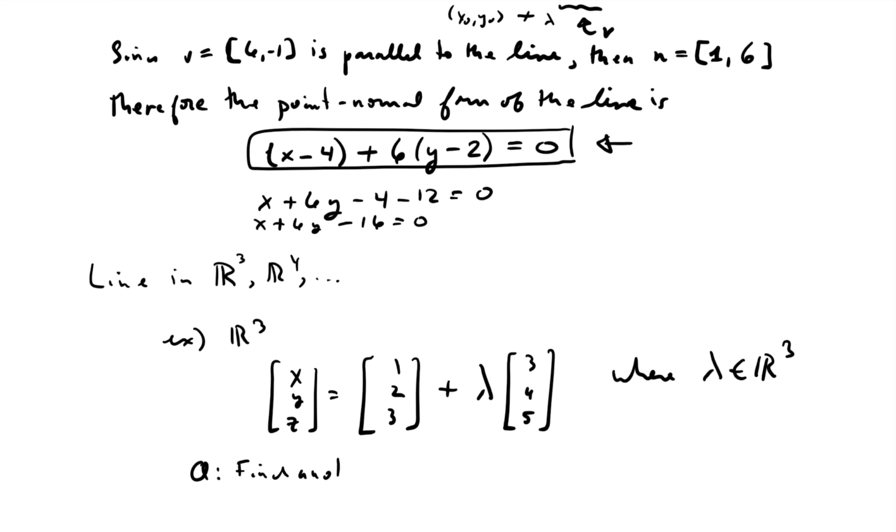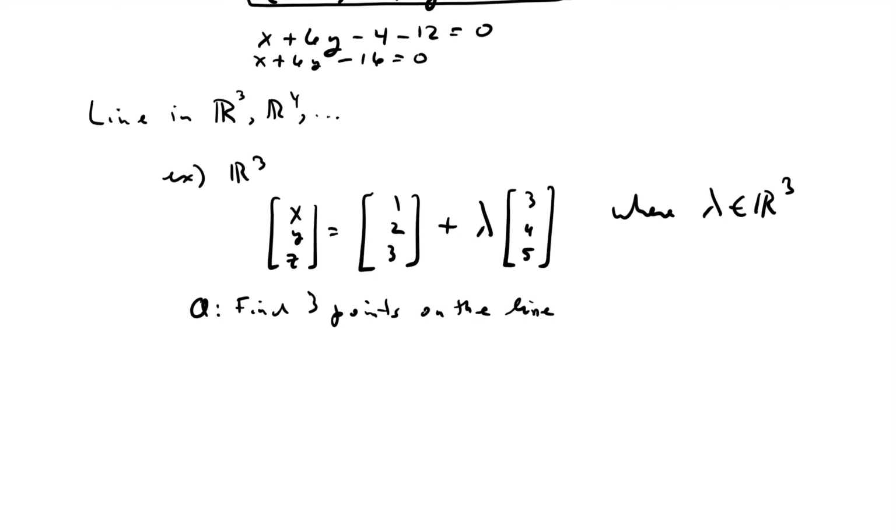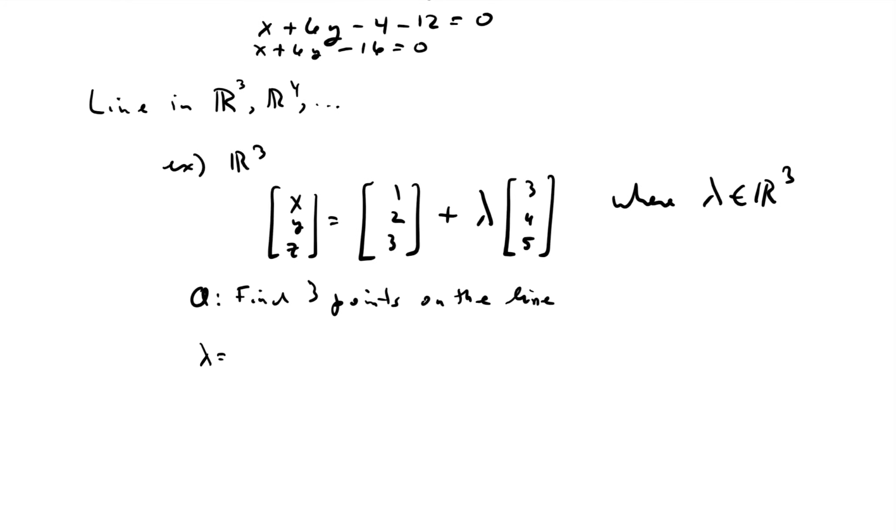Find 3 points on the line above. How would you do that? Well, all you have to do is assign some values to lambda, your favorite values. Of course, when you set lambda to 0, you get this point, (1, 2, 3). Immediately, you know it's a point on the line.